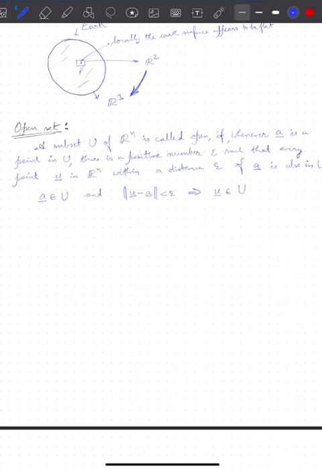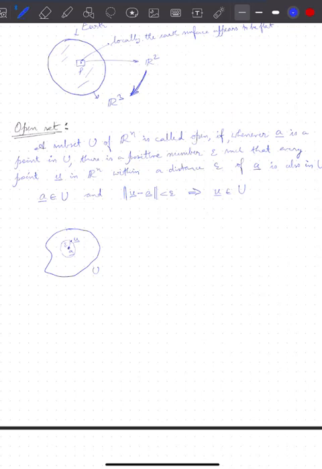So graphically speaking, let's just illustrate here. Open set means, say you have this set U here, some arbitrary set, and the vector A is a point here. And if the vector u, in this case, has a distance between u and A less than epsilon, so if this distance is less than epsilon, then the vector u is an element of U.